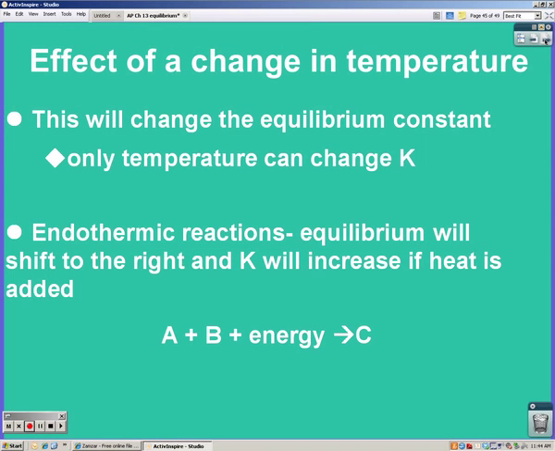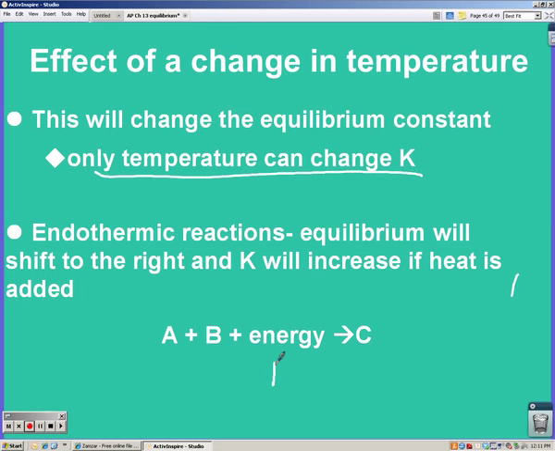Temperature is the only way to affect the equilibrium constant. Endothermic reactions, equilibrium shifts to the right and K will increase. You don't really need to remember that, except you need to remember endo and exo and where energy is. If it's an endothermic reaction, energy is a reactant. And remember, your delta H would be positive. If it's an exothermic reaction, then delta H is negative and energy is a product.